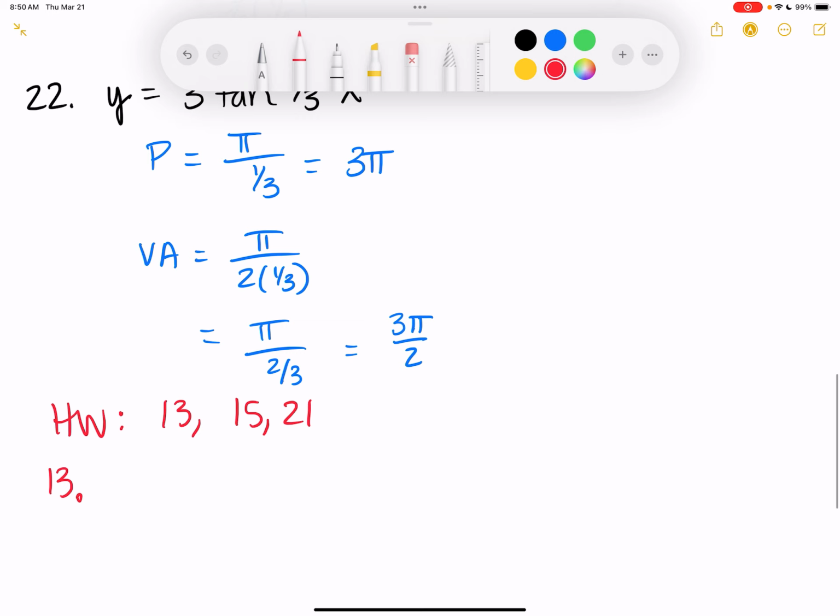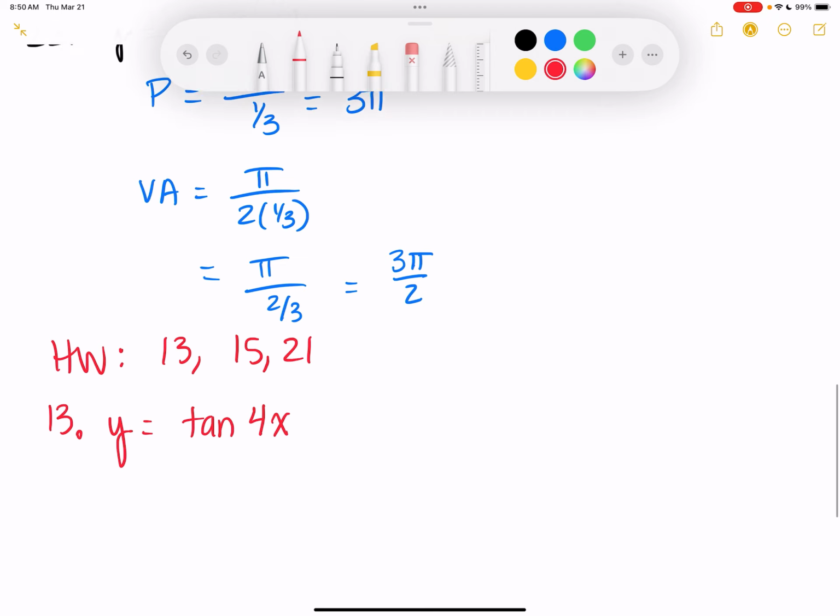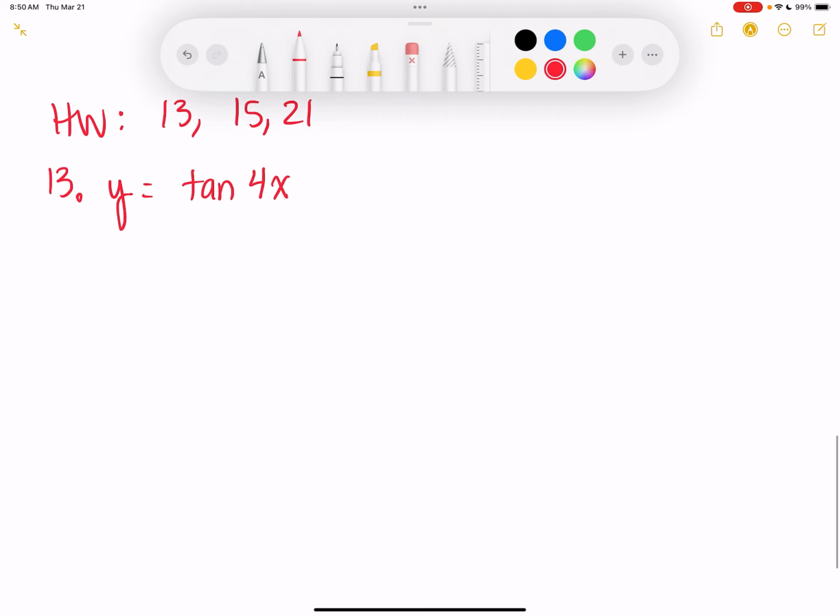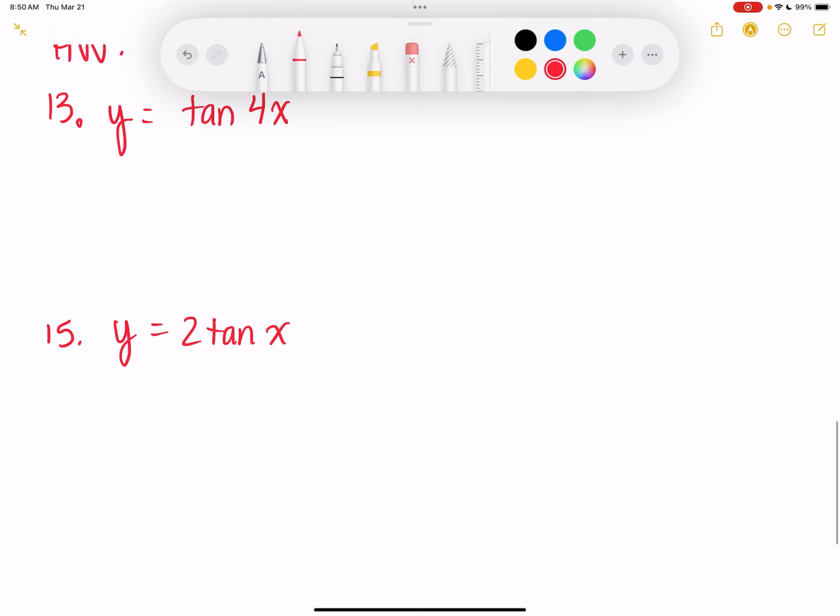Number 13 is y equals the tangent of 4x. 15 is y equals 2 tangent of x. And 21 is y equals -2 tangent of 1/4 x.